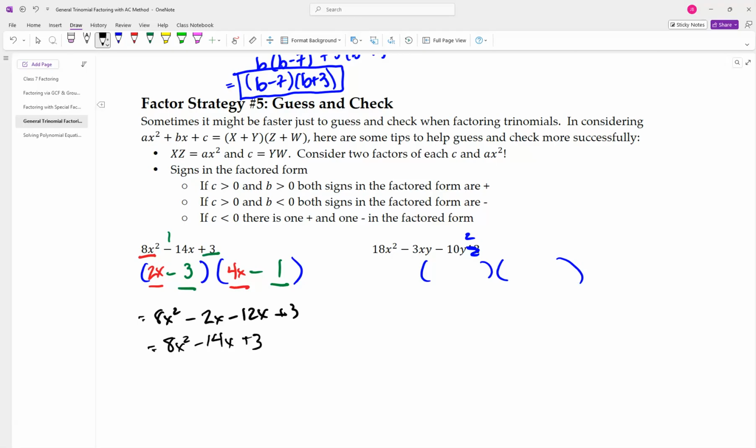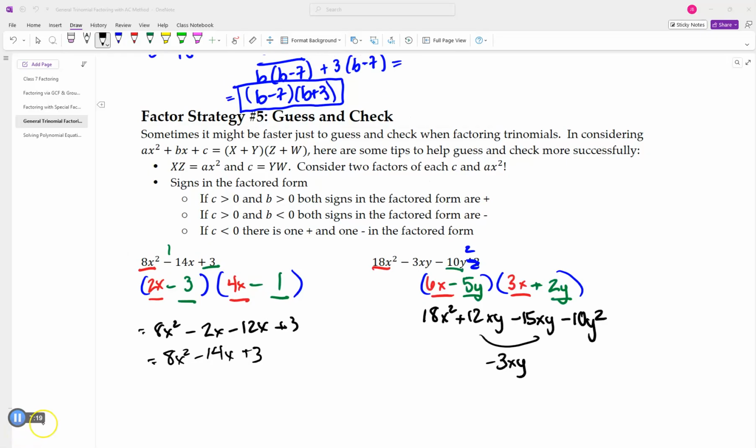And so sometimes you just have to guess and check. And so now I want you to pause the video, try guessing and checking with this one, and then you can resume when you're ready to see the solution. All right, and here's the answer.